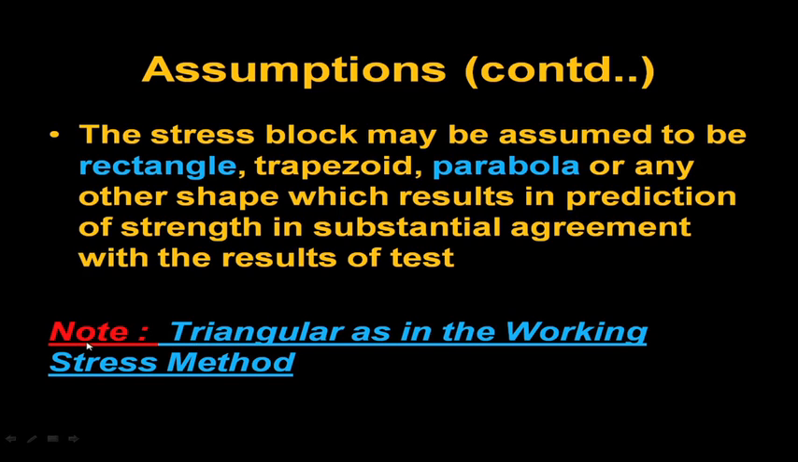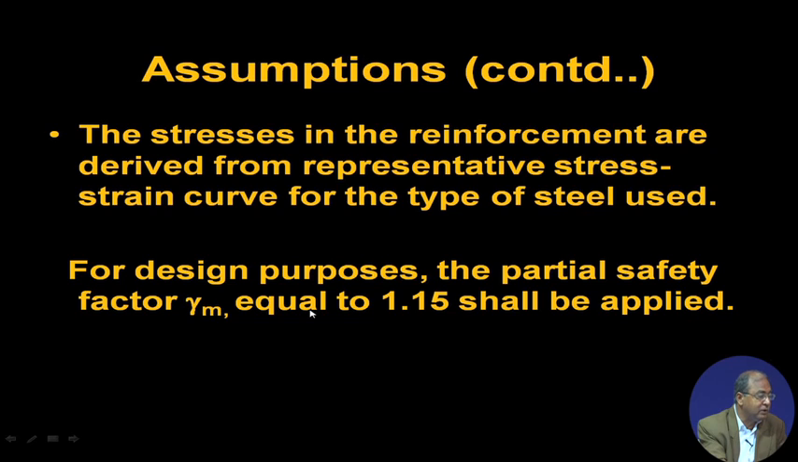So, I can show you one way, the evolution, another way the journey, of how we are going from elastic to beyond elastic, and really it is very interesting to note those things. Only thing I would like to say is to note this triangular stress block as in the working stress method. I have told you rectangle, trapezoid, parabola, like that, but here we are taking a triangular one in the working stress method. This is the one difference that we are having.